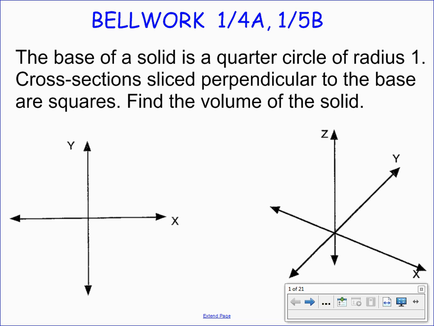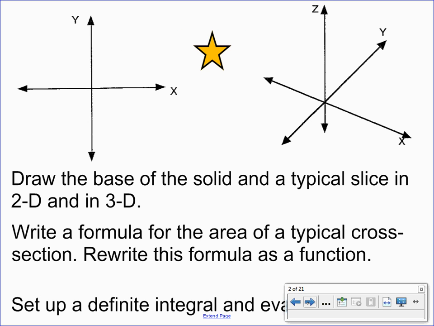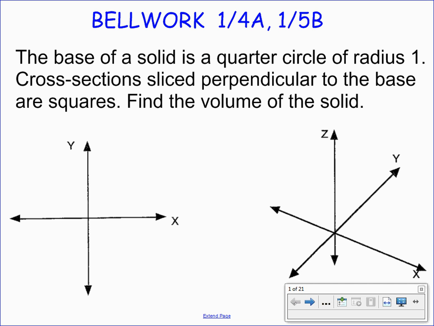Okay, let's go ahead and take a look then at our picture. So we need to be able to visualize what the base of the solid looks like. It's a quarter circle with radius 1. So if we first draw our two-dimensional, that's our top view, like we did on the Monday before winter break, we could say, okay, so a quarter circle is the base of the solid, and then the radius is 1, and cross sections sliced perpendicular to the base. So thwack, perpendicular to the base are squares.